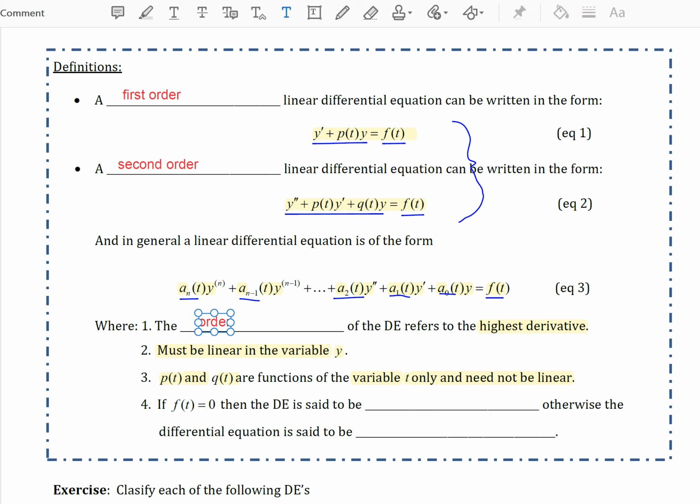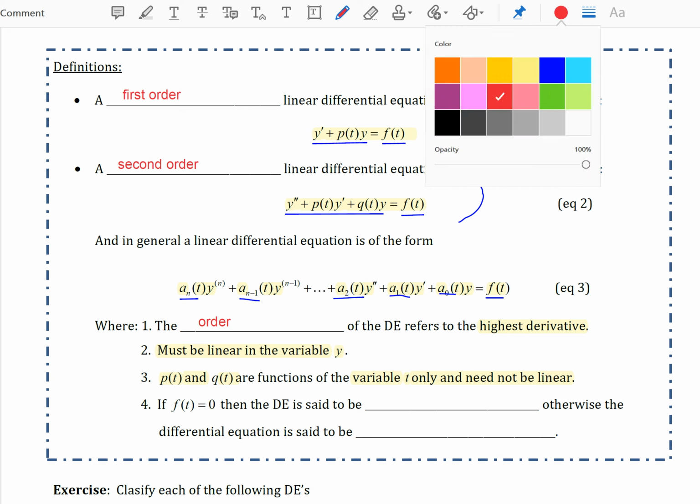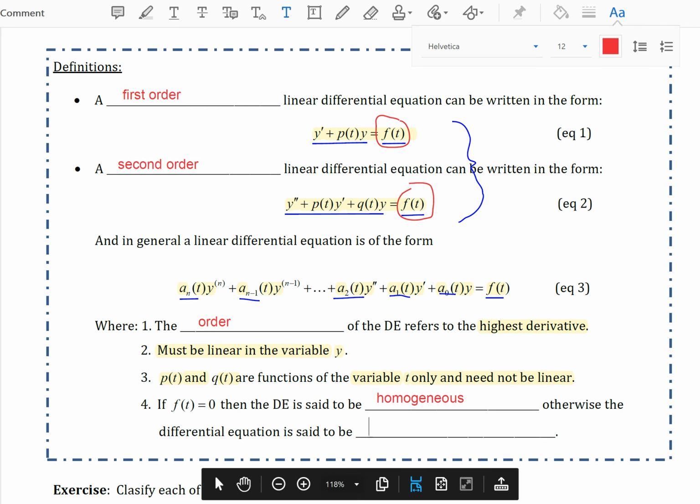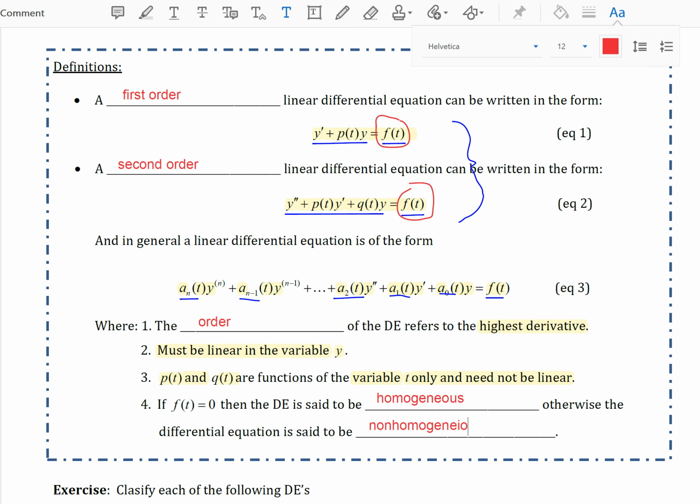If f of t is equal to 0, so we're saying if this right-hand side of our DE ends up being 0, then our DE is referred to as homogeneous. Otherwise, the differential equation is referred to as non-homogeneous. These terms are going to be important because it's going to help us determine how we solve a differential equation.